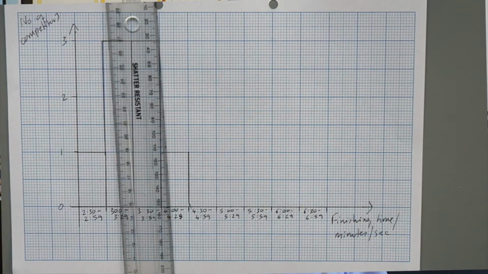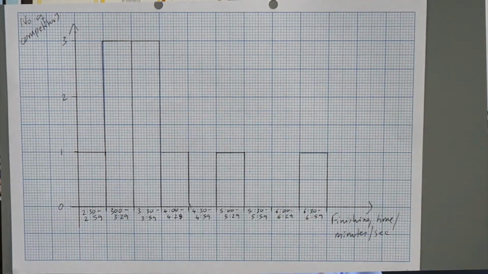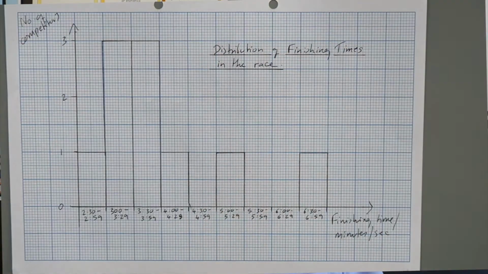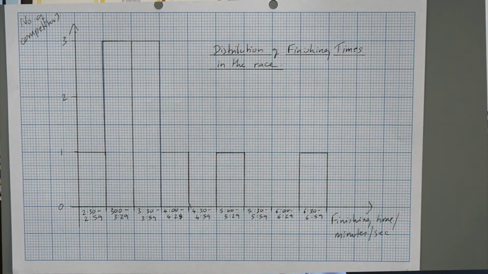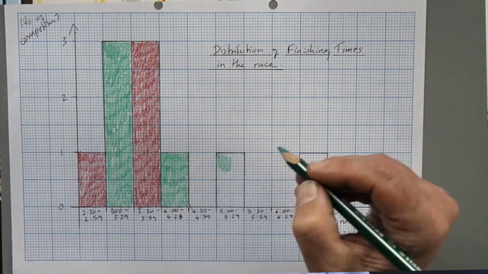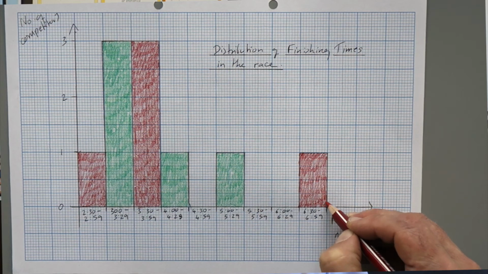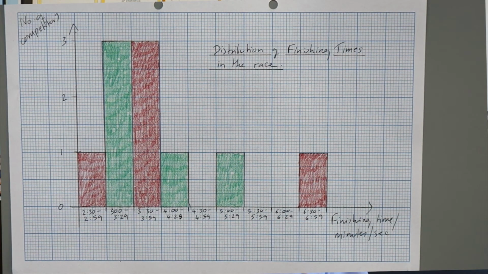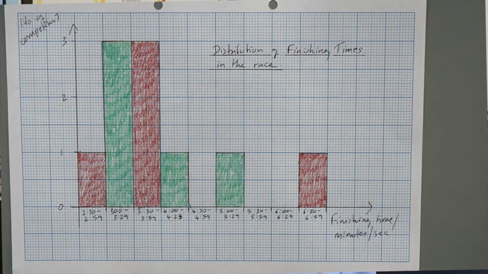And if I draw in my bars, I can see that the winner of the race, person F, was the only person who finished in the fastest time category. There were 3 people who finished in the next time category, 3 minutes to 3:29. Another 3 people who finished in the third time category, 3 minutes 30 to 3 minutes 59, I beg your pardon, and so on.